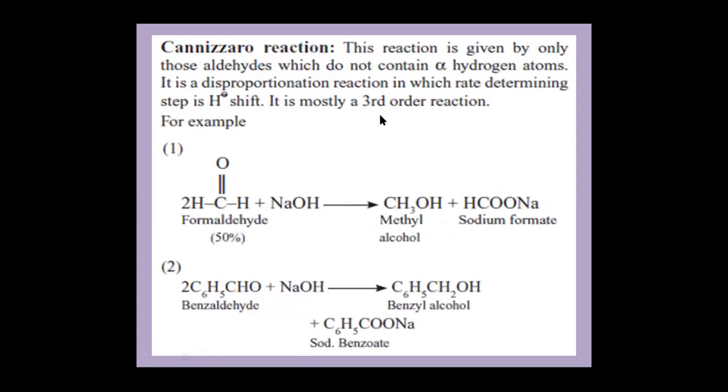Cannizzaro's reaction. This reaction is given only by those aldehydes which do not contain an alpha hydrogen atom, and it is a disproportionation reaction in which the rate determining step is the H plus shift. It is mostly a third order reaction. When two molecules of an aldehyde which does not contain an alpha hydrogen atom are treated with concentrated sodium hydroxide, they simultaneously undergo oxidation and reduction to form one molecule of alcohol and one molecule of the sodium salt of a carboxylic acid. So it gives one molecule of methyl alcohol and one molecule of sodium formate.